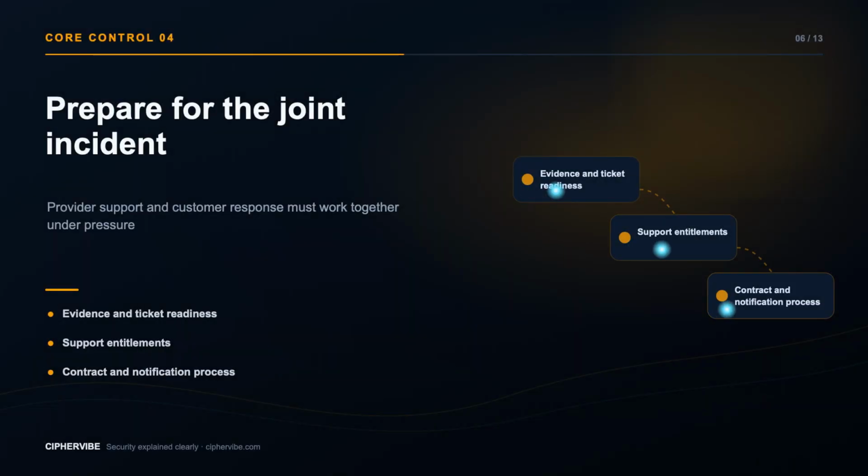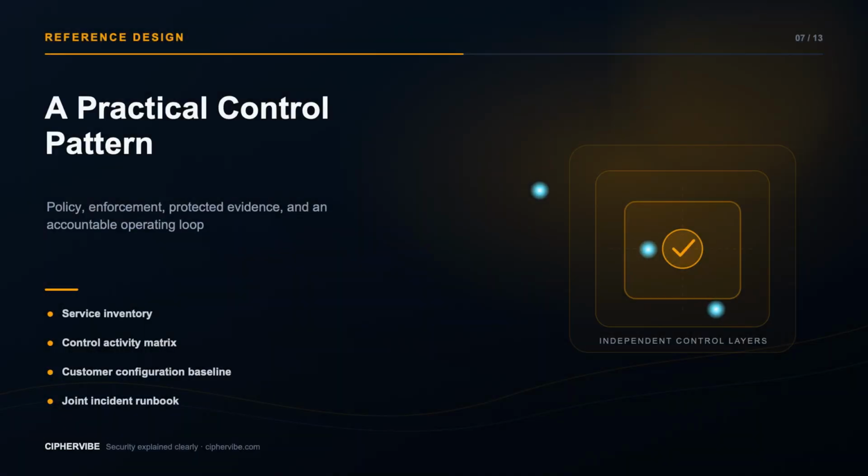The fourth building block is prepare for the joint incident. Plan how the organization will open provider support cases, preserve evidence, use emergency contacts, request service-side data, and meet contractual or regulatory notification obligations. Test the process in tabletop exercises, including which decisions the customer must make before a provider can act. Use this reference pattern.